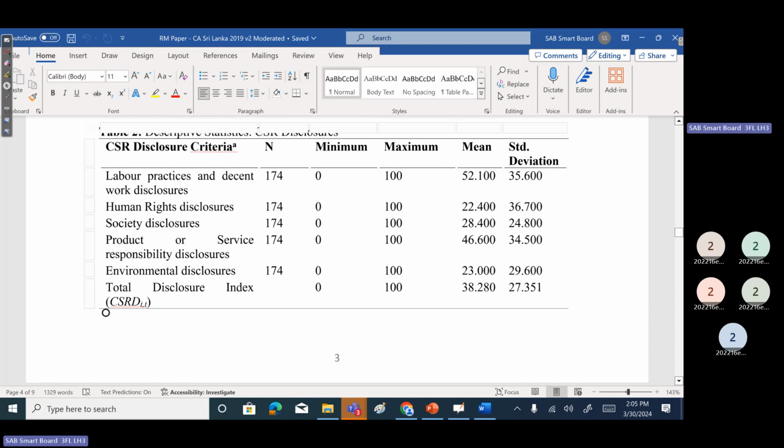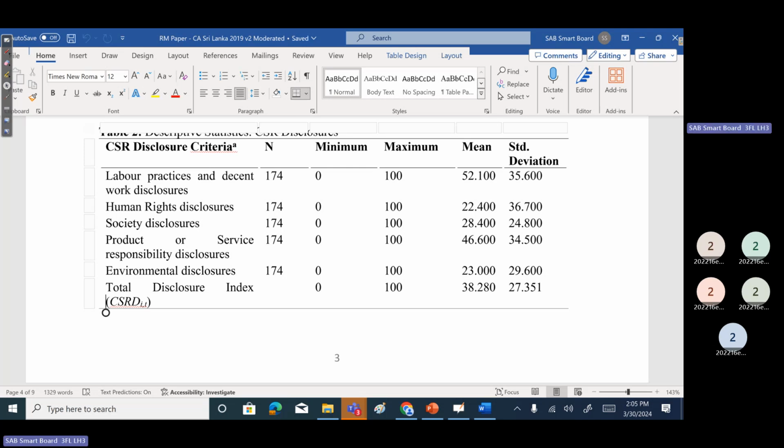Now, here it says total disclosure index. And then you have sub-indices. You have taken 174 companies and you have measured the CSR of each of them on a 0 to 100 scale. You can see here the maximum under each category as well as the total is 100. So there are companies who have achieved 100 as well. What's the average disclosure level by looking at the total score?